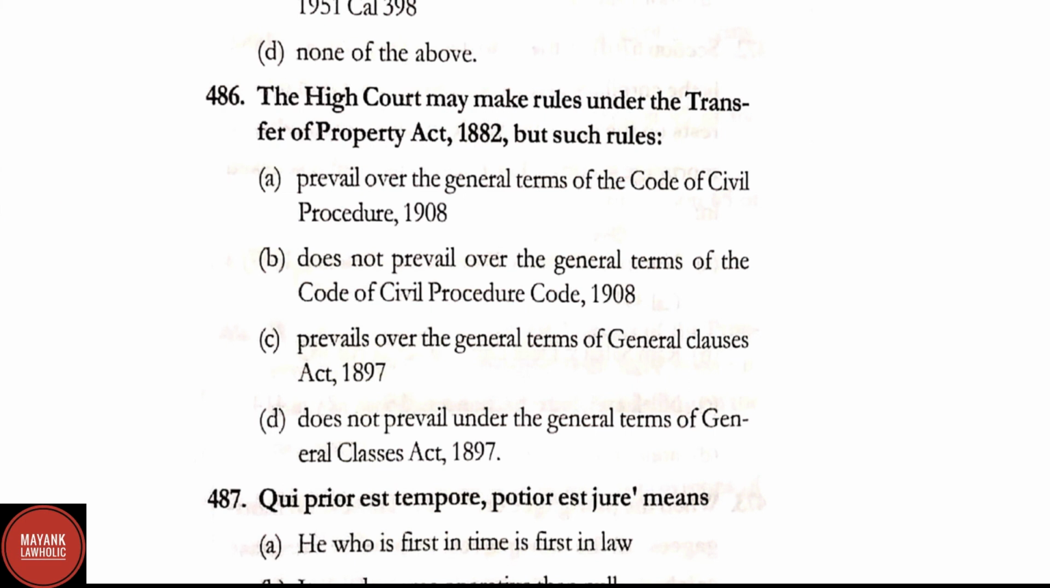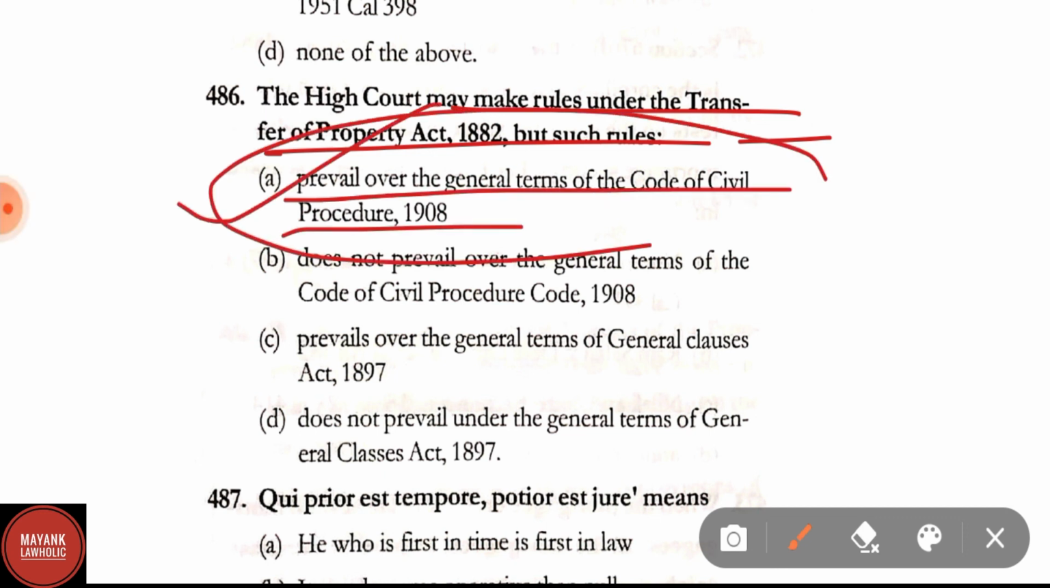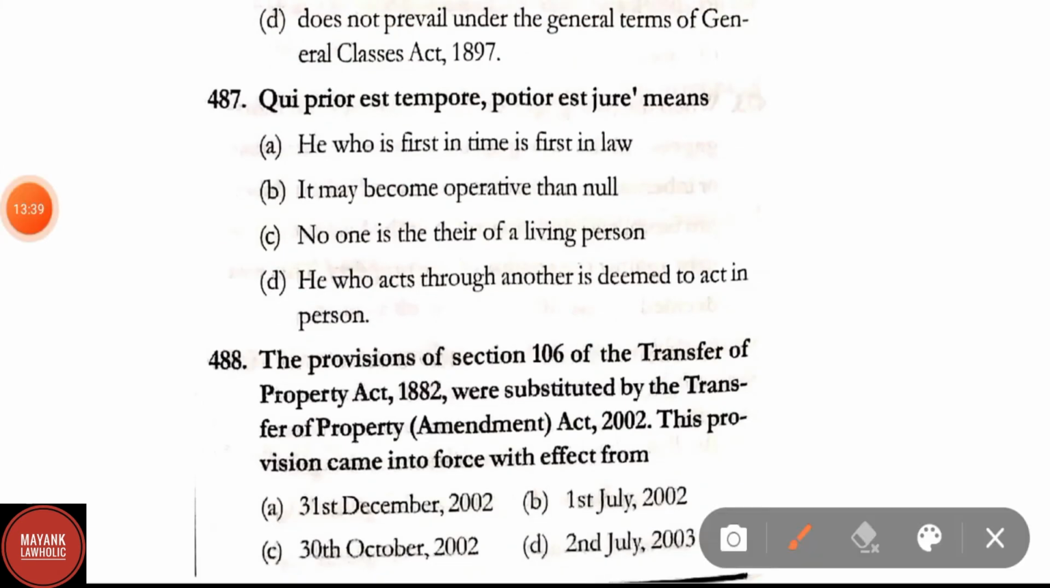Question number 486. The High Court may make rules under the TPA, but such rules, option A, prevail over the general terms of the CPC. This is the correct answer. Option A is the correct answer. Question number 487. Qui prior est tempore, potior est jure, means he who is first in time is first in law. Option A is the right answer.